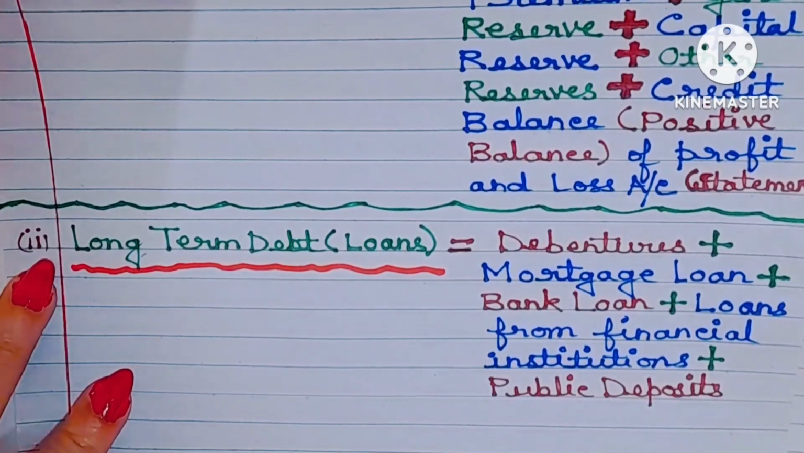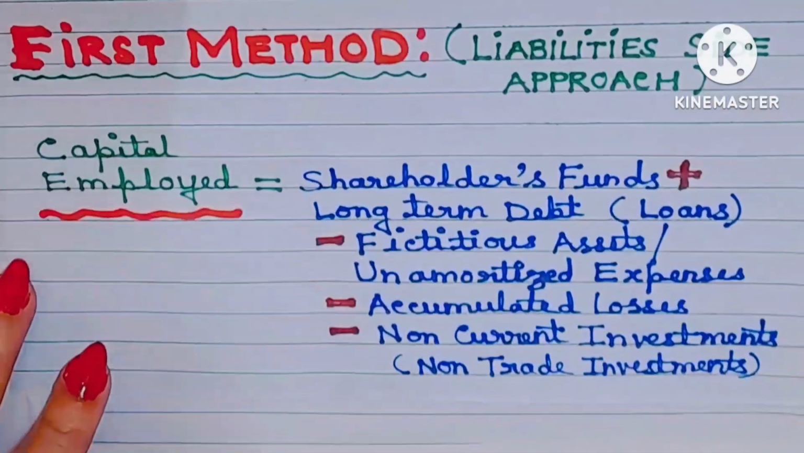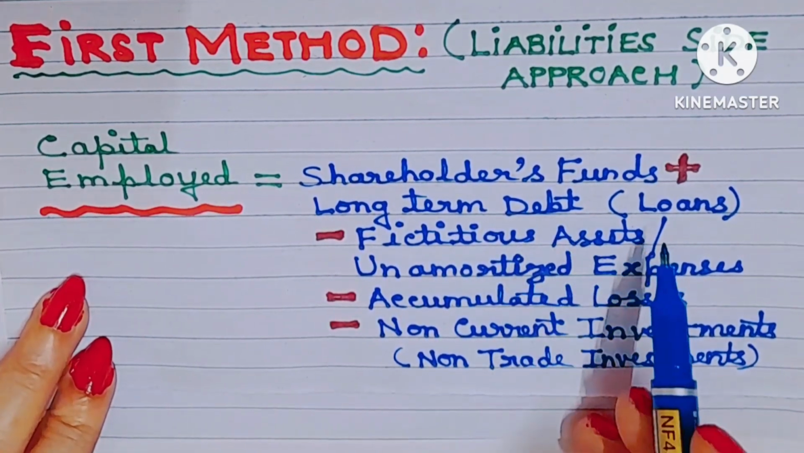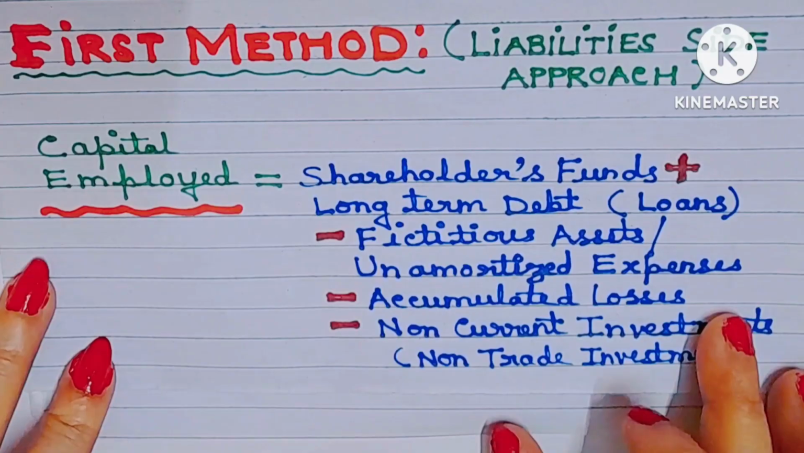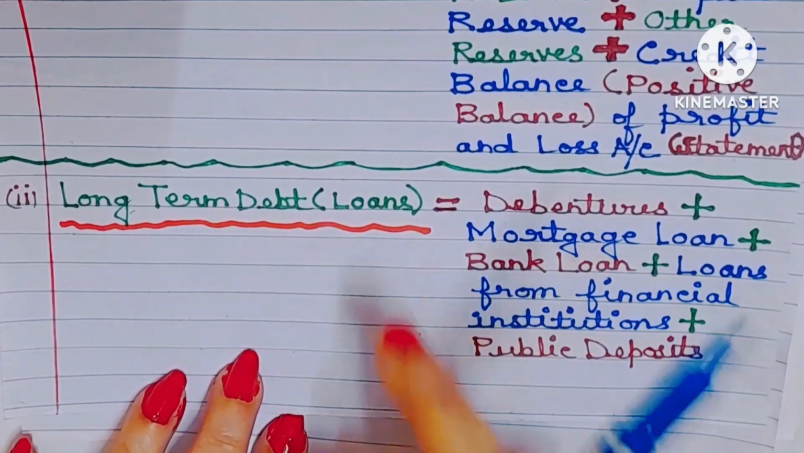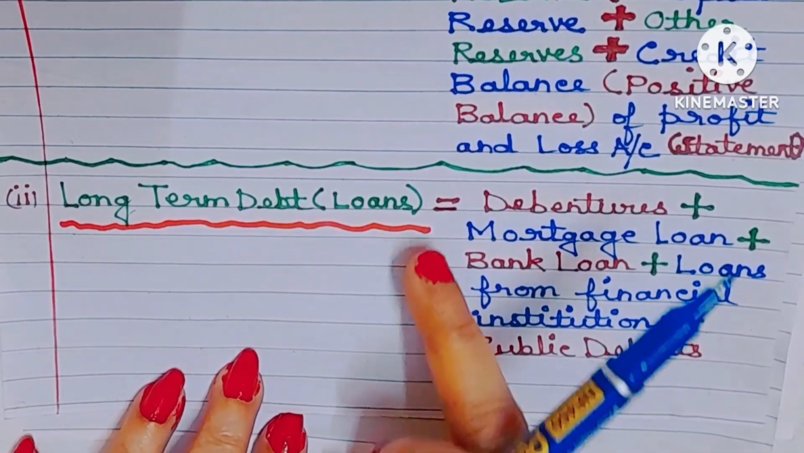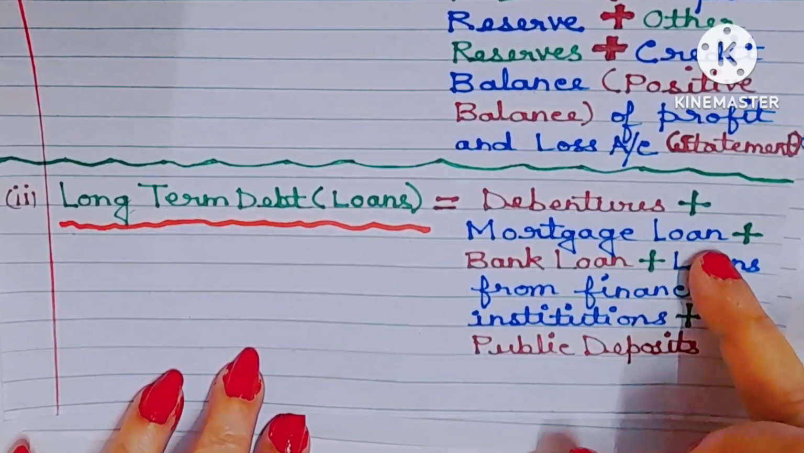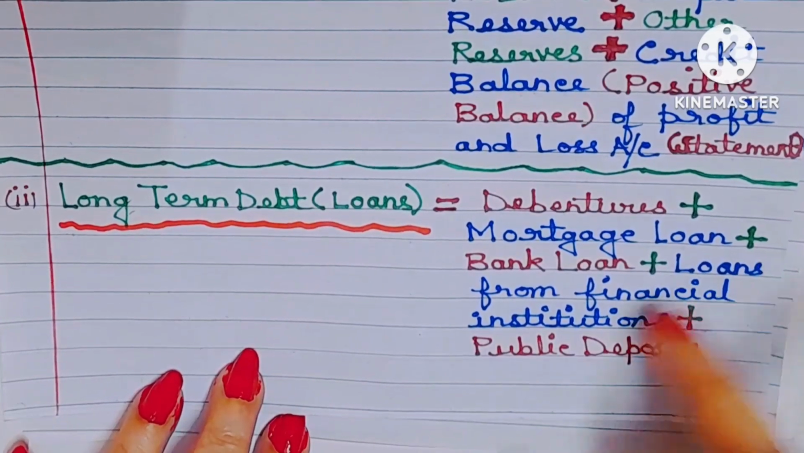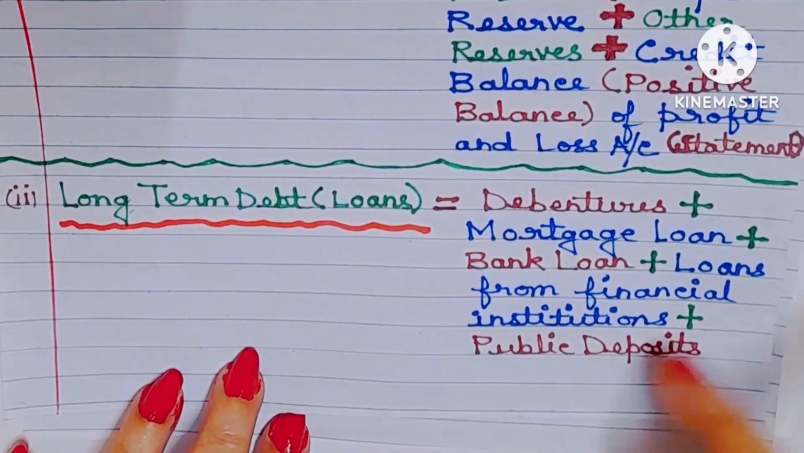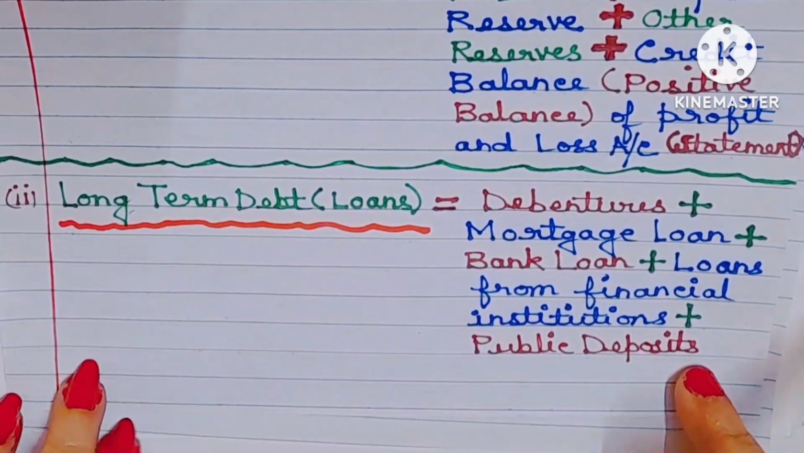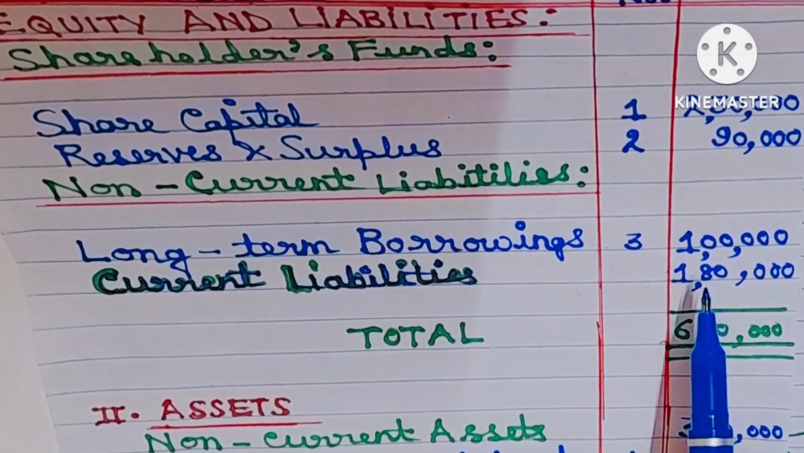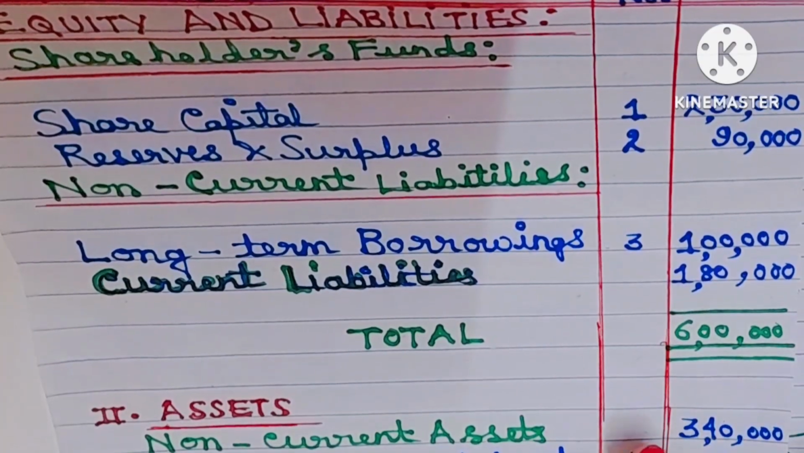Now let's see the formula of the capital employed. Now what is long term debts or long term loans or long term borrowings? Let's go through it again. Long term debts or long term loans or long term borrowings is equal to debentures plus mortgage loan plus bank loan plus loans from financial institutions plus public deposits. Let's go through the problem again. Long term borrowings is equal to 1 lakh. But let's go through the notes to see the detailed information.